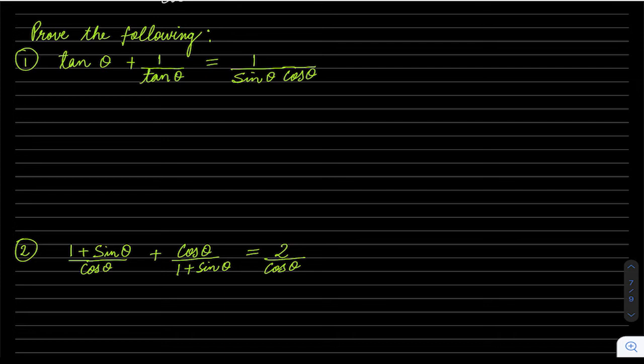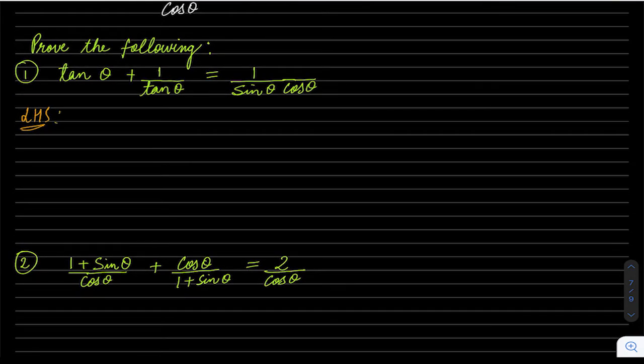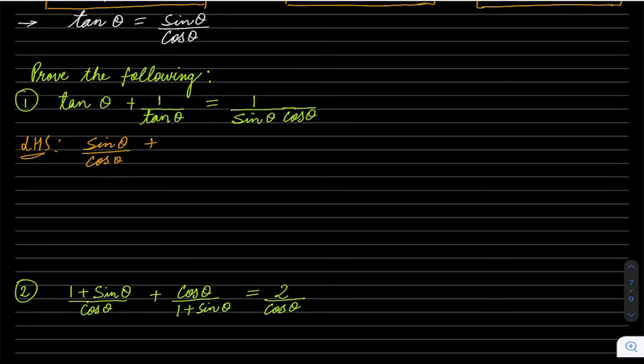So obviously the first question is, from where do we start? Either we start from LHS or RHS. I think it's better if we start from LHS because LHS has more terms, so it has room for simplification. RHS is one of the most simplified versions, right? 1 over sine theta cos theta. Okay, so we will start with LHS. First thing that we will do is substitute the value of tan theta as sine theta over cos theta. So sine theta over cos theta plus 1 over tan theta. Obviously the reciprocal of tan theta will become cos theta over sine theta, so I am directly writing here cos theta over sine theta.